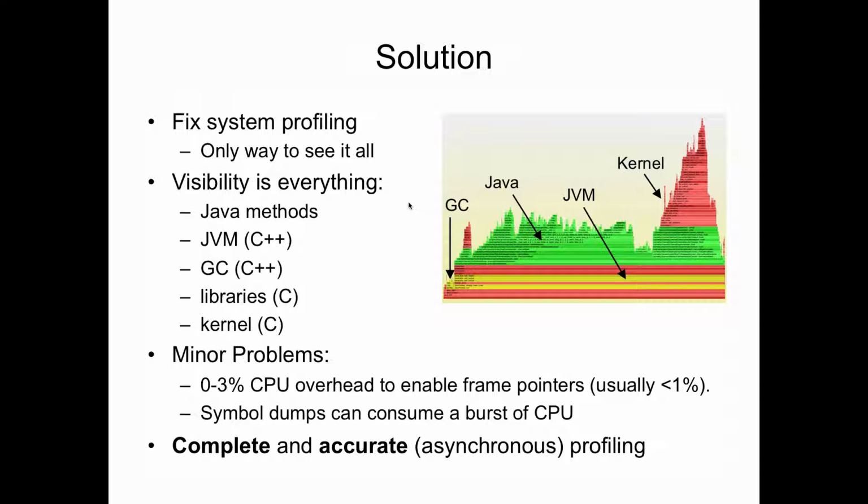Visibility, once you fix the system profilers, is everything. So Java methods, JVM, GC, and so on. With the current implementation, and we may make this better, there are a couple of problems. It's not perfect. For x86 we've re-enabled the frame pointers. It was an optimization that made sense a long time ago, but nowadays it doesn't make that much sense. But you still may lose a tiny bit of performance. And when we're doing symbol dumps, it can consume a burst of CPU. So we end up with complete and accurate asynchronous profiling. Instead of having major issues, there are more minor issues, and it's a much more powerful tool to use.